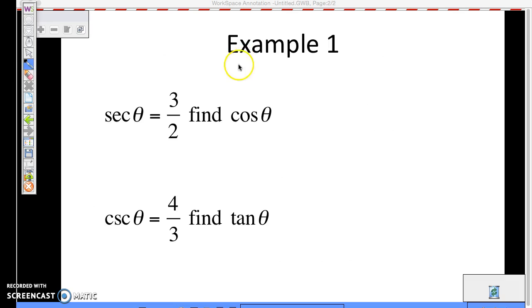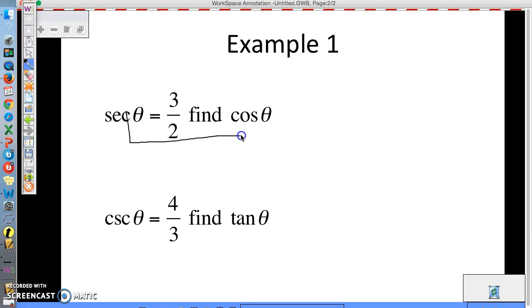So we're asked to solve some of these. For example, the secant equals 3 over 2. Find the cosine. Well, secant and cosine are reciprocals, so this would be 2/3. But what do we do if they're not reciprocals? The cosecant is 4/3, so we know that that means our sine is 3/4.